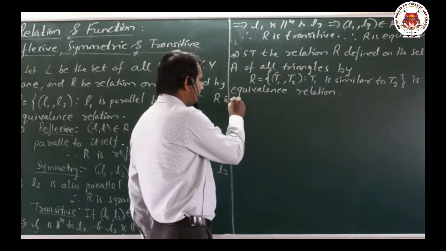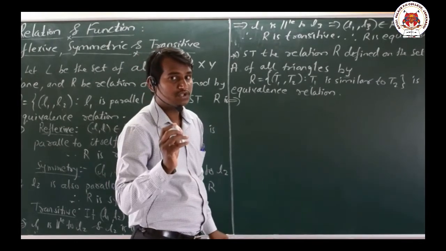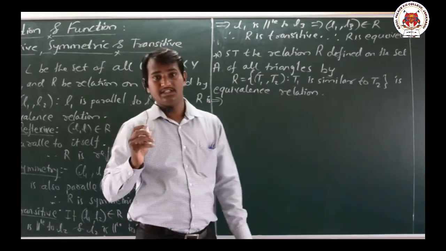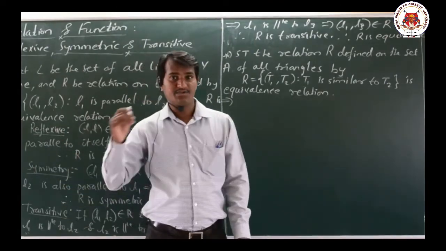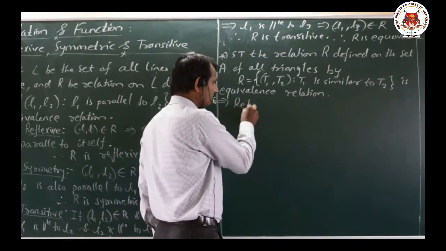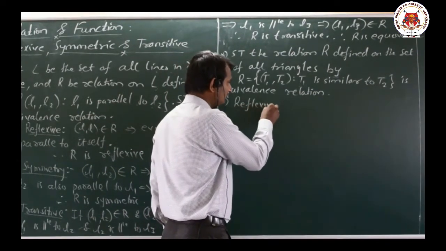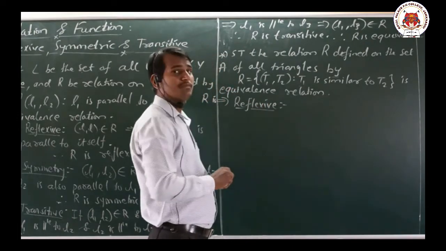Now same as before, for an equivalence relation, what do we first require to show? We require to show all the three: it should be reflexive, symmetric and transitive. Okay dear friends, pay attention. First of all we shall start with the reflexive relation. What do you mean by reflexive here?